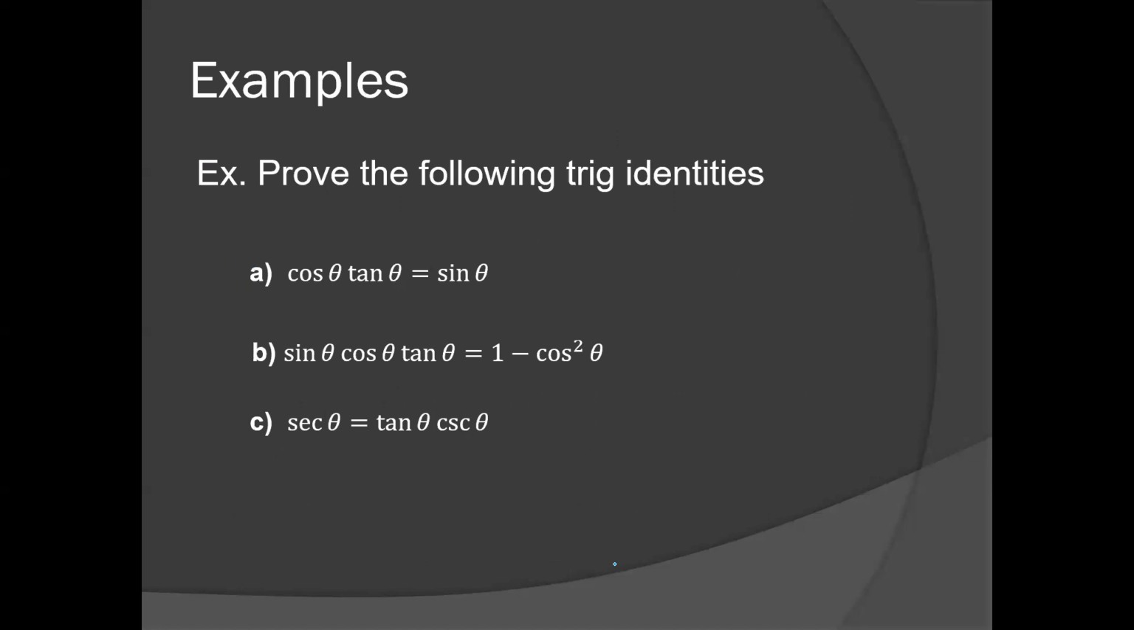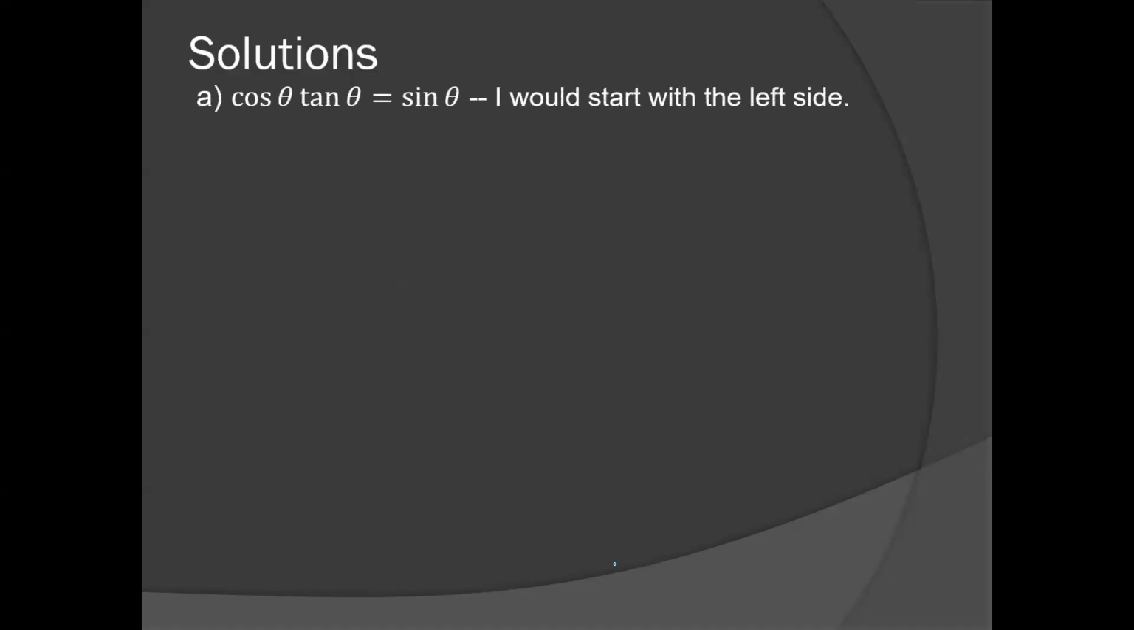So let's prove these identities. So cos theta times tan theta is equal to sine theta. And then let's do cos theta times tan theta is equal to 1 minus cos squared theta. And secant theta is equal to tan theta times cosecant theta. Let's start with the first. I will start with the left-hand side because it seems more complicated. So if it's more complicated, then there's more to simplify. So then it's easier to get it to look like the other side.